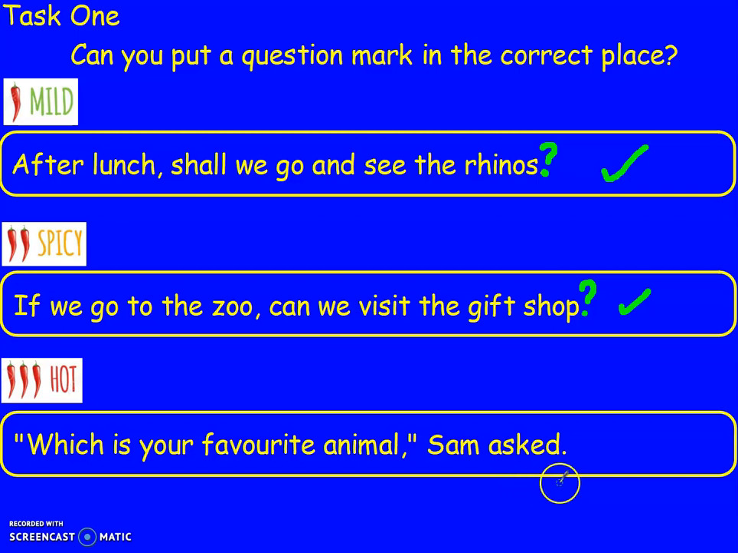Hot says, which is your favourite animal, Sam asked. And here, the question mark will come here, at the end of the last word that Sam says, just before the inverted commas. Which is your favourite animal? Question mark, Sam asked. If you got that, give yourself a tick.